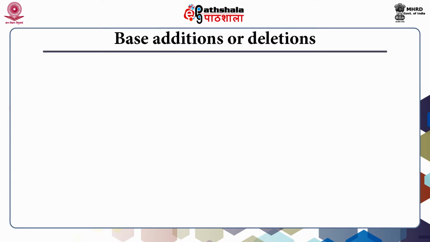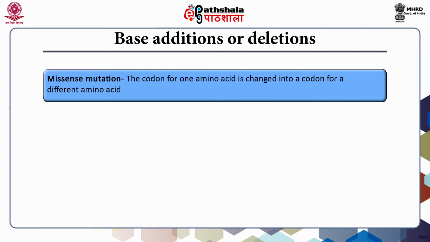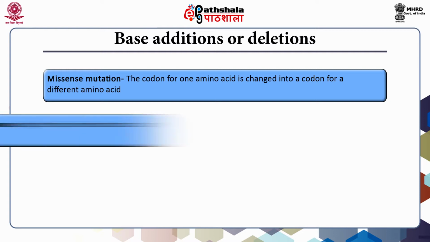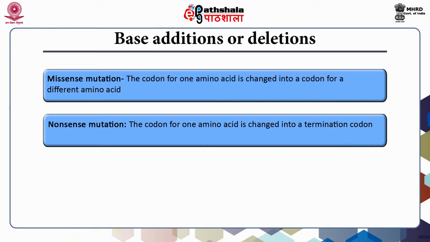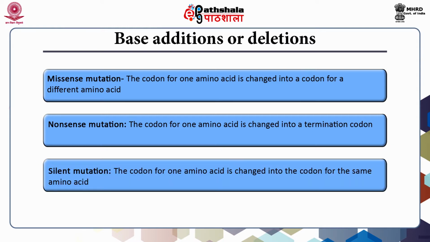One class among this is missense mutation. In this case, the codon for one amino acid is changed into a codon for a different amino acid. The nonsense mutations are the ones where the codon for one amino acid is changed into a termination codon. So, the protein synthesis will be terminated. The third category is silent mutation, where the codon of one amino acid is changed into another codon for the same amino acid. So, these are the three categories of base addition or deletion among gene mutations.